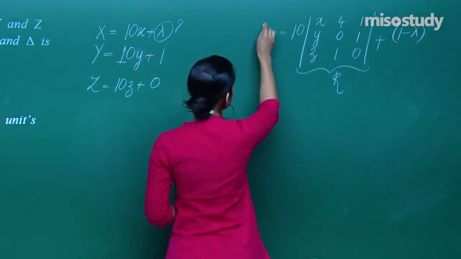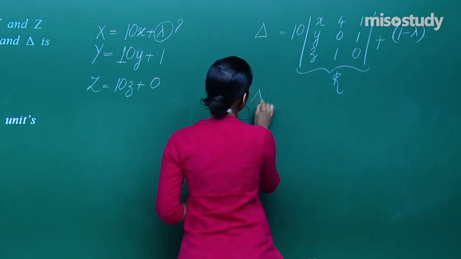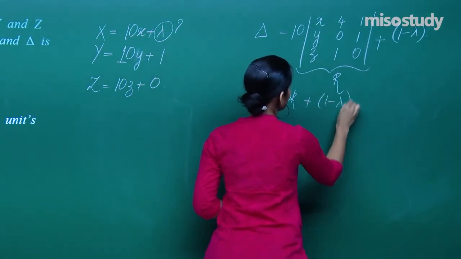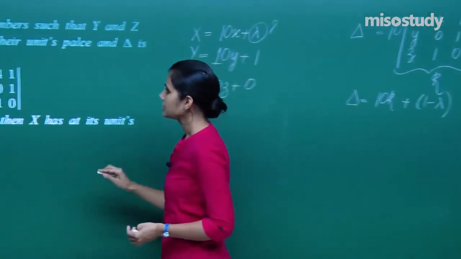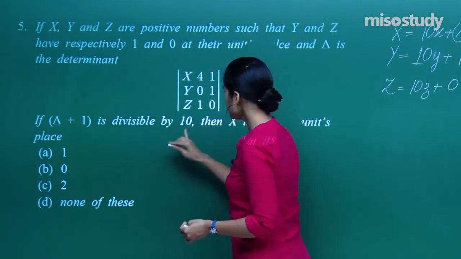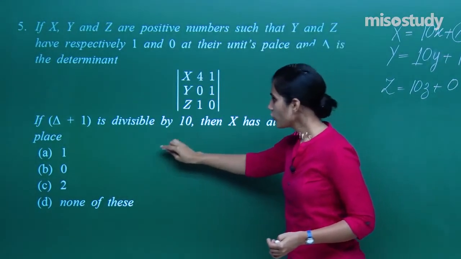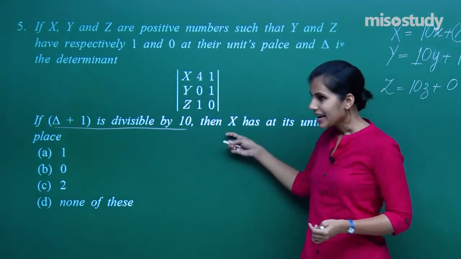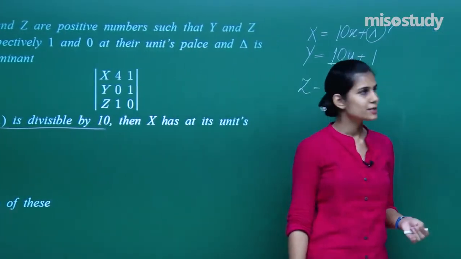Think of it as some k, this is delta. So delta is basically 10 into k plus 1 minus lambda. Question says that if delta plus 1 is divisible by 10, it is already given to you that delta plus 1 is divisible by 10, then capital X has at its units place which digit?